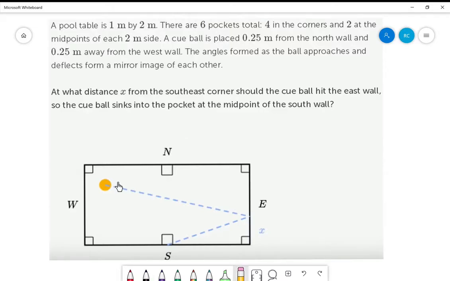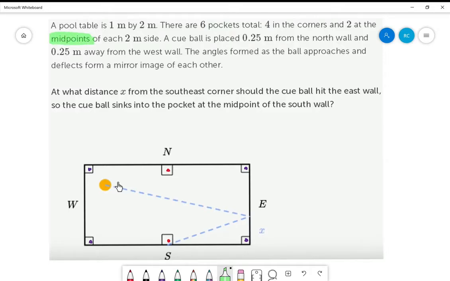So we've got a pool table. It is 1 meter by 2 meters. There are 6 pockets total, 4 in the corners and 2 out in the midpoints, so we can see those. We've got the corners there, and we've got the 2 midpoints there and there. Okay? Now, I'm going to start highlighting vocabulary that I think is important. I think this word midpoint is going to end up being important later.